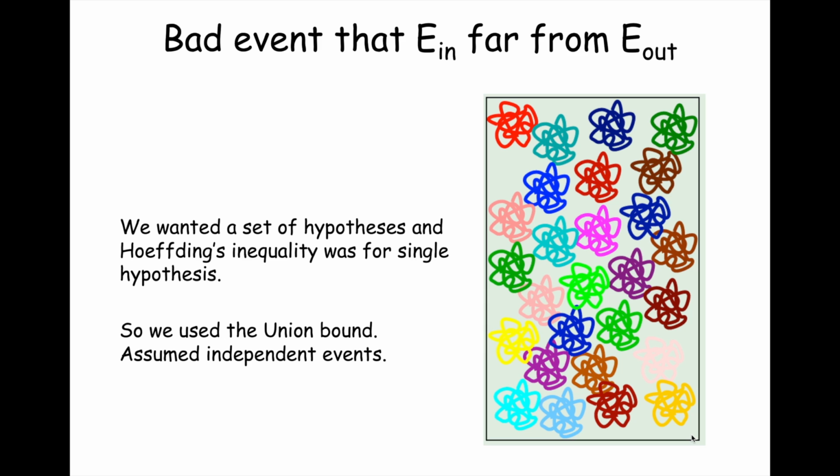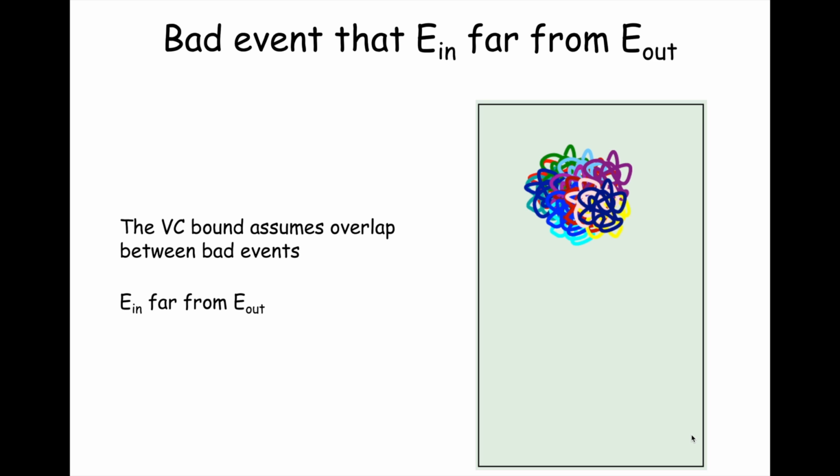But as we saw when we started talking about dichotomies, a lot of these bad events do overlap, because you can have hypotheses that are very similar to one another, meaning that they generate the same labeling of +1, -1 associated with each of the in-sample points, but the value of the parameter vector corresponding to the hypothesis is different. And so we moved away from the union bound and came up with this idea of a breakpoint and a dichotomy. And the VC bound also makes this assumption.